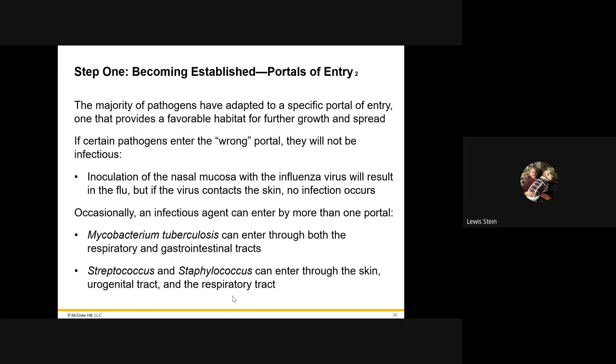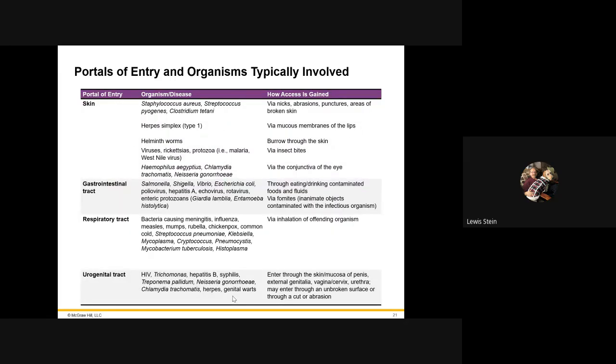washing, hand washing. And so you can take a look how they enter, whether it's irritation of membranes, whether it's a bug bite, whether it's through the conjunctiva, whether it's GI, you can figure out how that gets there. Important term, fomite. If you're eating or drinking, a fomite is an inanimate object that has the organism.